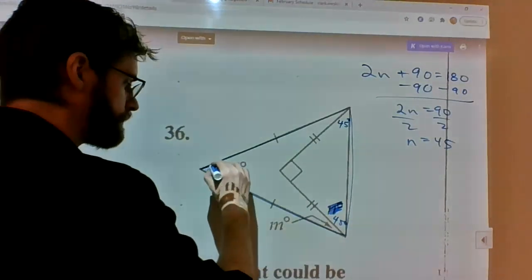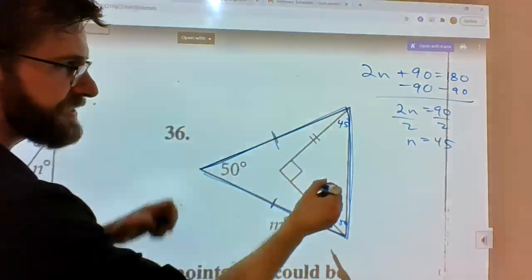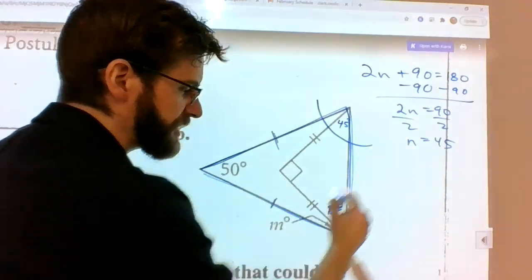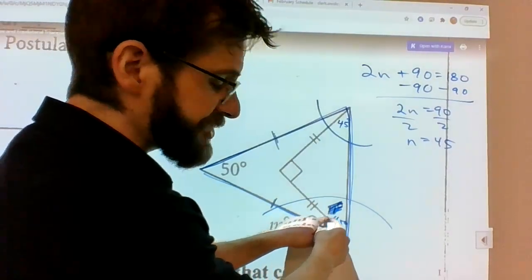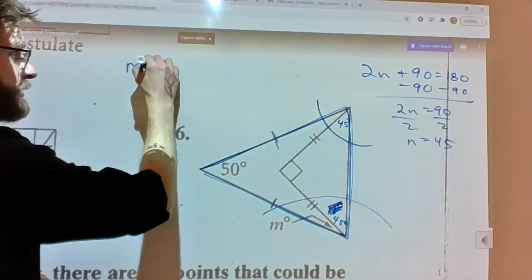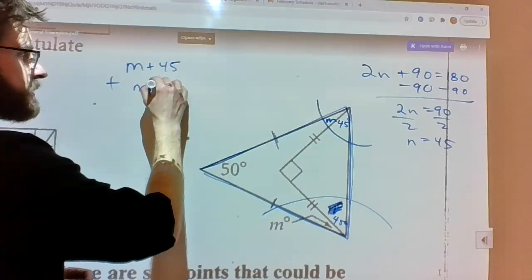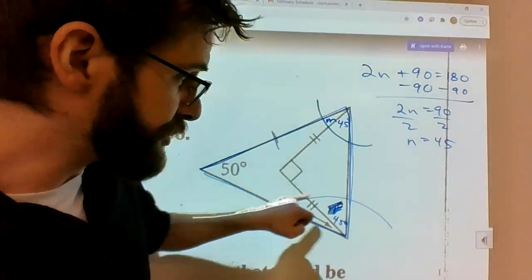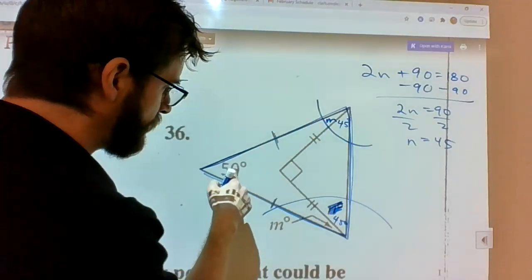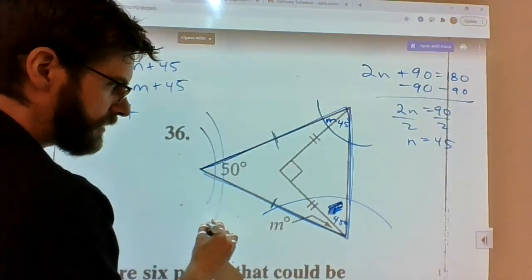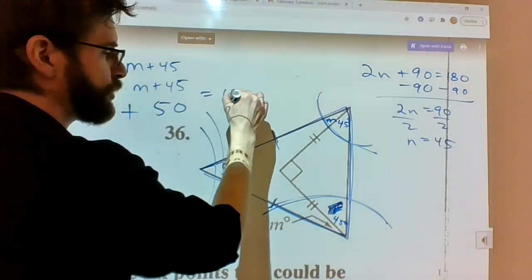Now this also means that this angle here must be congruent to this angle here. This angle is m plus 45 degrees. So m plus 45 plus m plus 45, right? Because if these are congruent, then this has to be m plus 45, plus the 50-degree angle. So this angle plus this angle plus this angle, m plus 45 twice plus 50, those have to add up to 180.